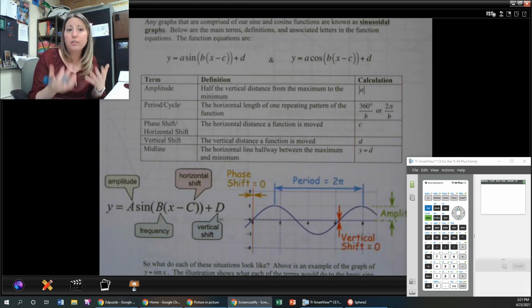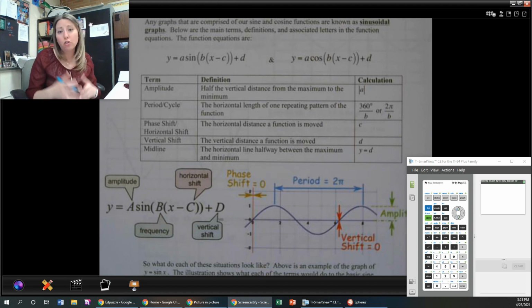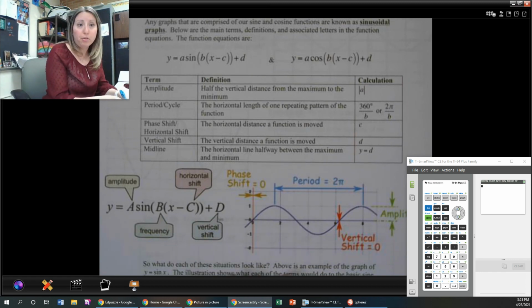Just looking at it, it does sound like a lot of this is hard, but remember, we're going to take this one step at a time. Okay. And today we're just focusing on amplitude. And amplitude is probably the easiest of all of them, so it's a great place to start.